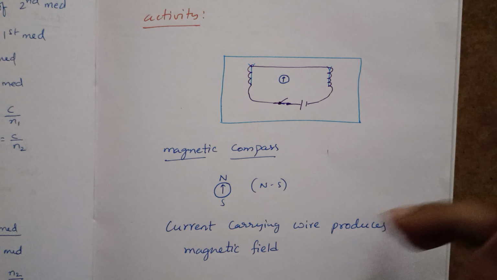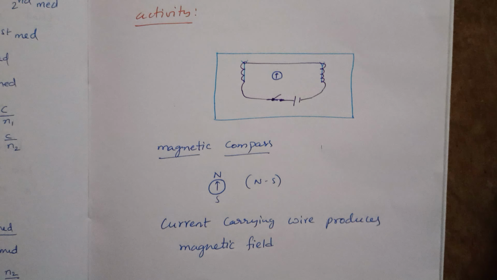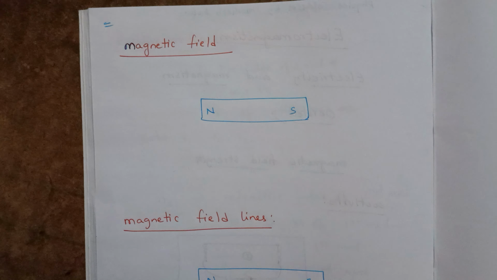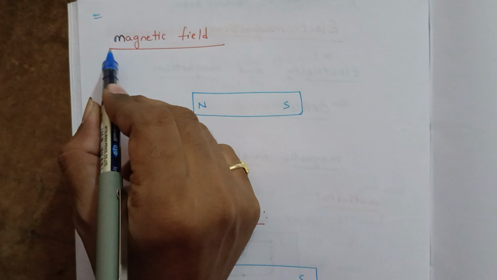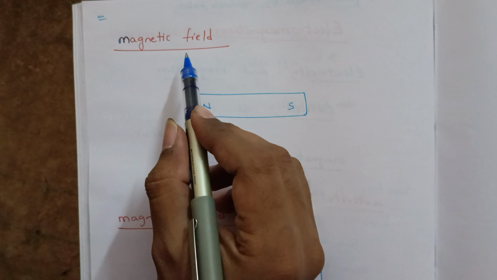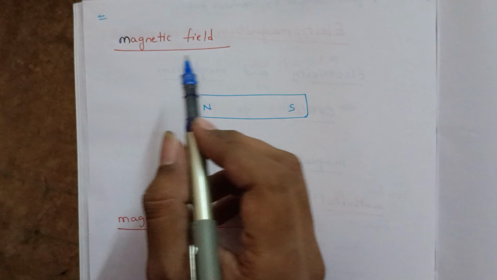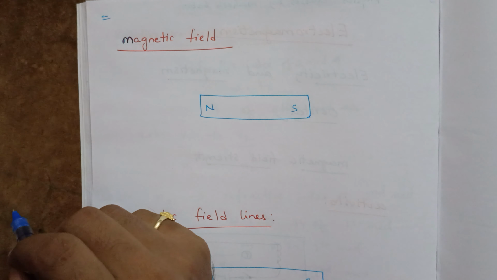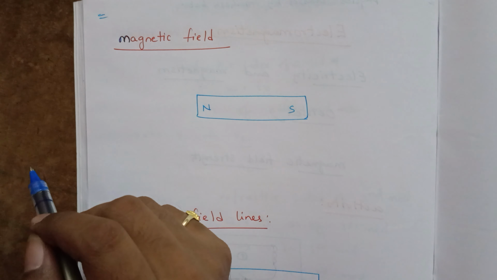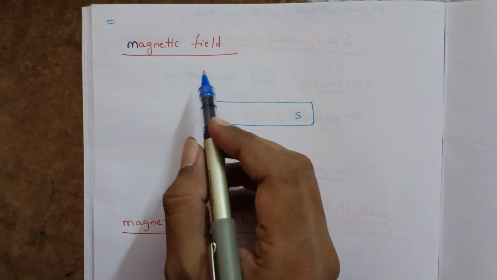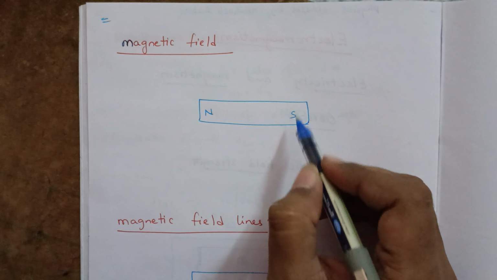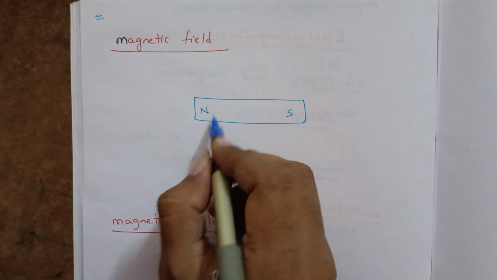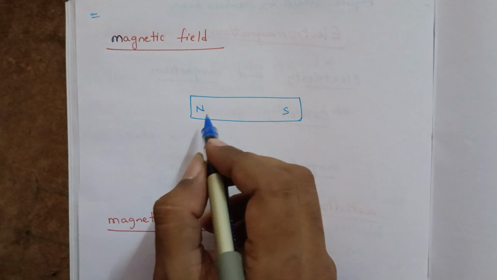Okay, so we can conclude that a current carrying wire produces a magnetic field. Now, what is meant by magnetic field? In the previous activity we saw that because of the magnetic field produced by the current carrying wire, the compass needle is deflecting. What is meant by magnetic field? This is a bar magnet, with a north pole and a south pole.